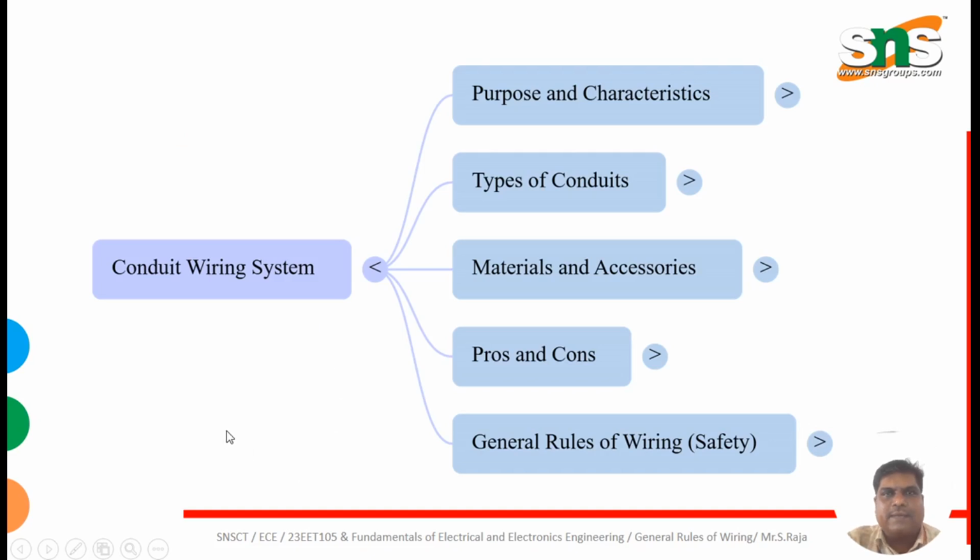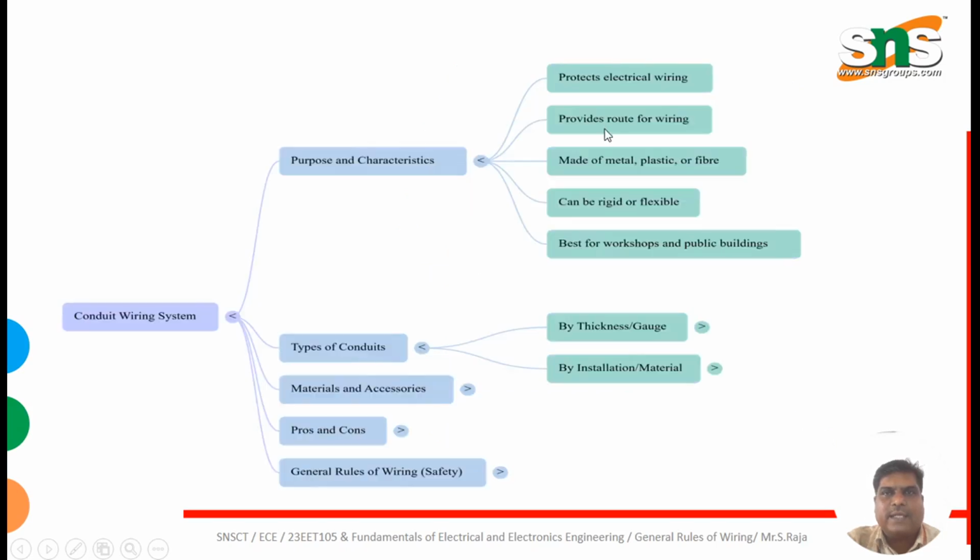So this is the mind map discussed in this topic. Conduit wirings are divided into five classifications: purpose and characteristics, types of conduit, materials and accessories, applications, advantages and disadvantages, and general rules for wiring for safety purposes. Purpose and characteristics: it protects electrical wiring, provides a route for wiring, is made of metal, plastic and fiber, can be rigid or flexible, and is best suited for buildings. The types of conduits we already saw are classified by thickness and gauge, that is class A and class B.